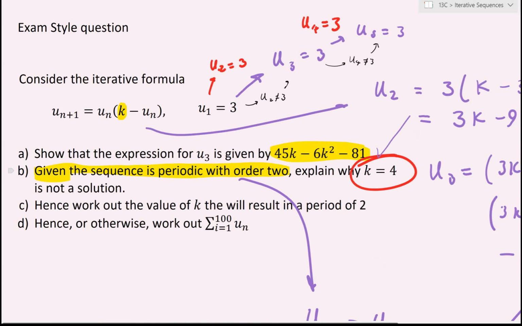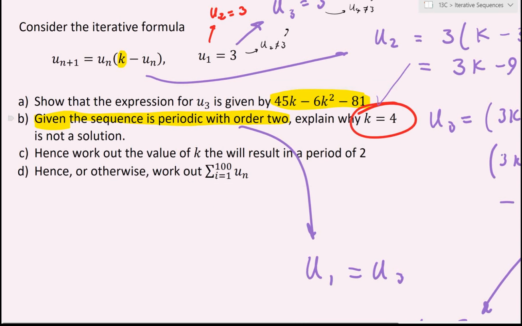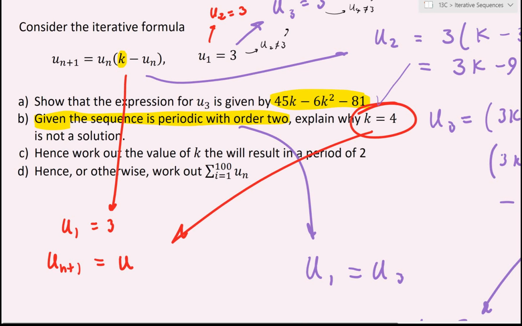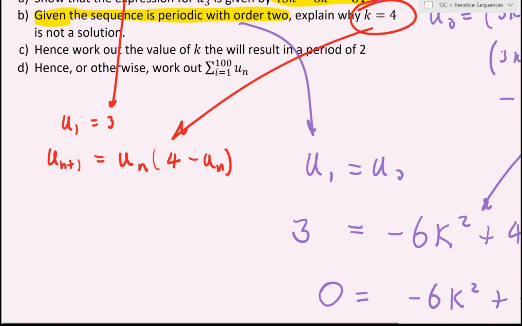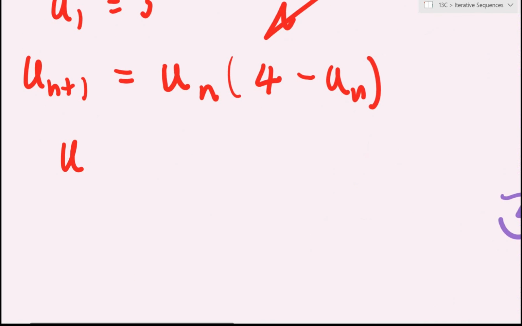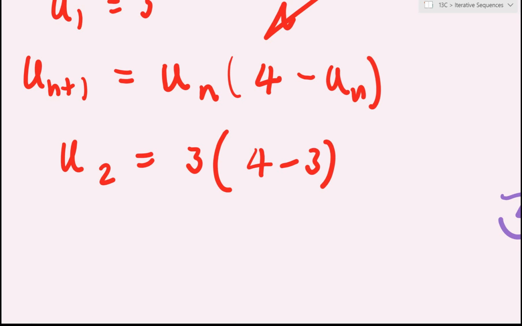So we need to test this. Does k equals 4 give us all terms being the same or not? Well, let's work it out. So I have this formula here. I know u1 equals 3. I'm going to write my relationship as this with a 4 now, and I'm going to work out what u2 is going to be. So u2 is going to be 3 times 4 minus 3. 4 minus 3 is just 1, and 3 times 1 is 3.